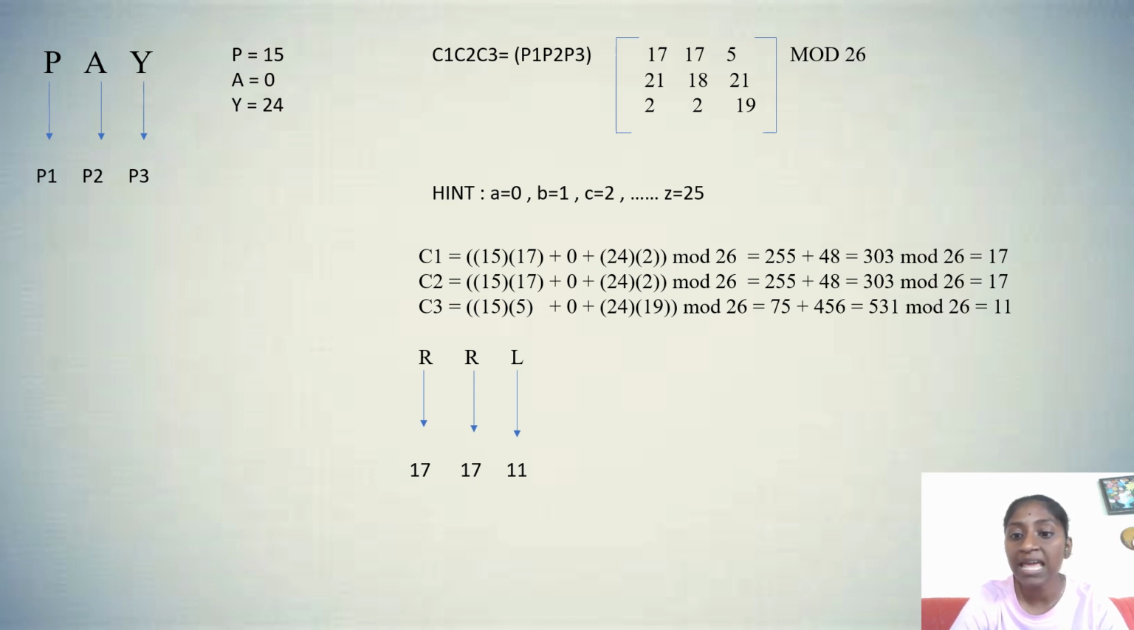Now, when we take this total, the letter present in the 17th position is R. The letter again in the 17th position is R, and in the 11th position is L. Thereby PAY, when we convert, we get RRL. This is the way we solve the Hill cipher.